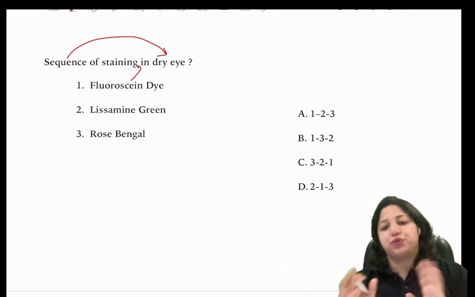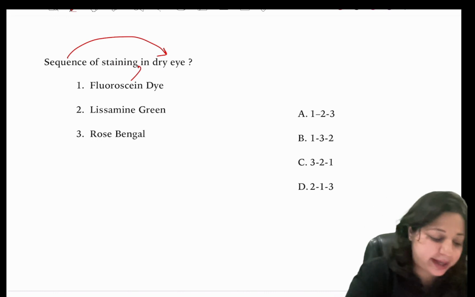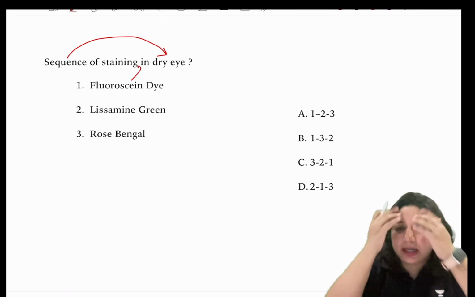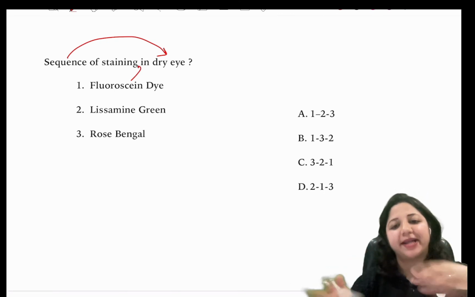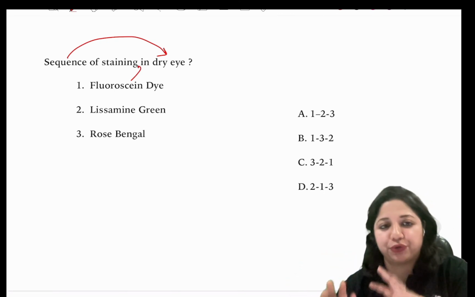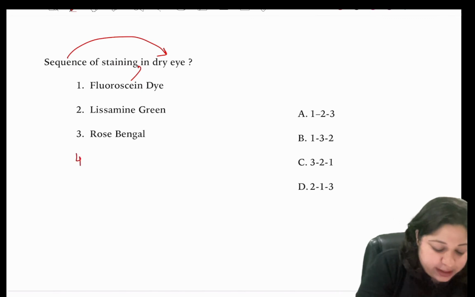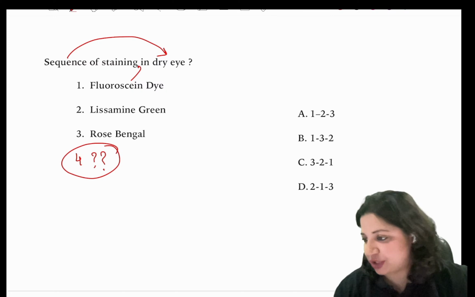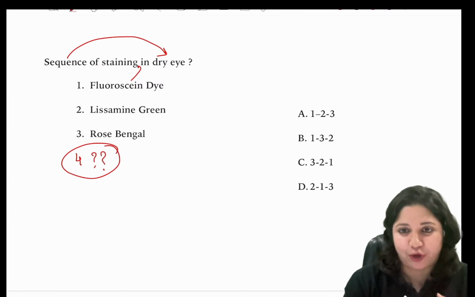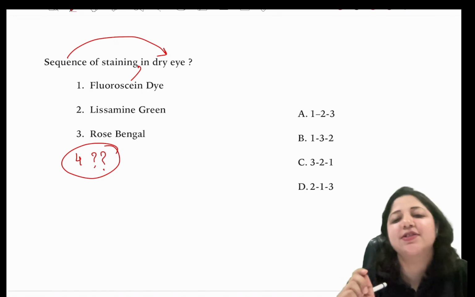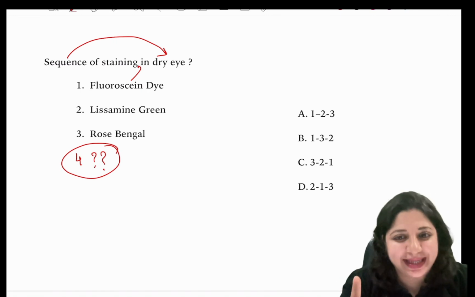Right? So the confusion started happening. What do we mean by the question? What does the question mean? So now you have two kinds of questions, but forgetting everything, let's see what we are trying to do. I don't know what was the fourth option. I still do not know. So I'm dealing with the three options that we had: fluorescein dye, lissamine green, and rose bengal. If I do not know anything, let's quickly first revise the dyes.